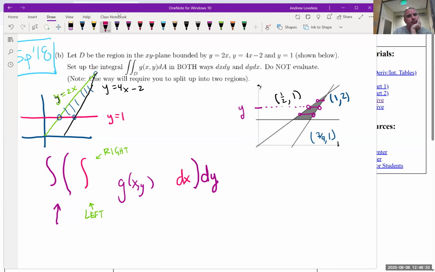So what's the biggest and smallest y can be? If I walk up this axis, I first hit the region right here. So that's the smallest y. And I'm in the region up until here. That's the largest y. So that's 1 to 2.